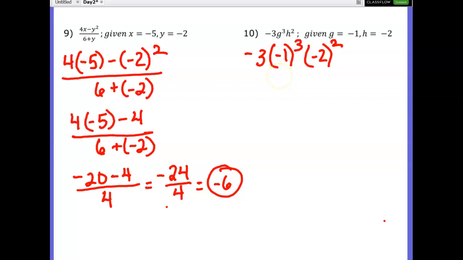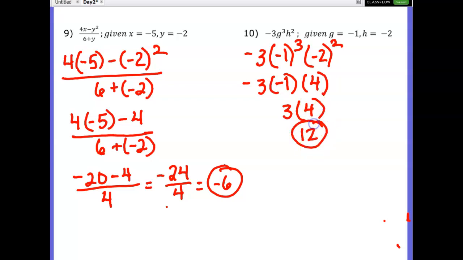So when I do that, negative 1 cubed is going to be negative 1, because negative 1 times negative 1 is positive 1, and positive 1 times negative 1 is negative 1. So we end up with negative 1, and negative 2 squared is actually positive 4. Negative 3 times negative 1 is positive 3, times 4. This gives us a final answer of 12.